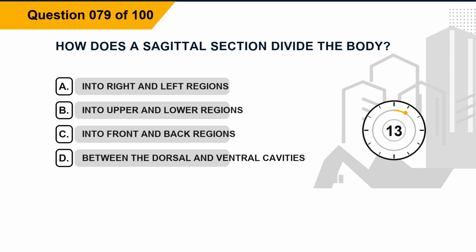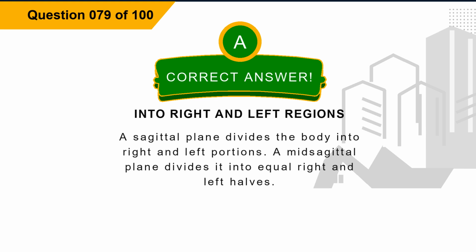Question 79. How does a sagittal section divide the body? Option A, into right and left regions. Option B, into upper and lower regions. Option C, into front and back regions. Option D, between the dorsal and ventral cavities. The correct answer is option A, into right and left regions.